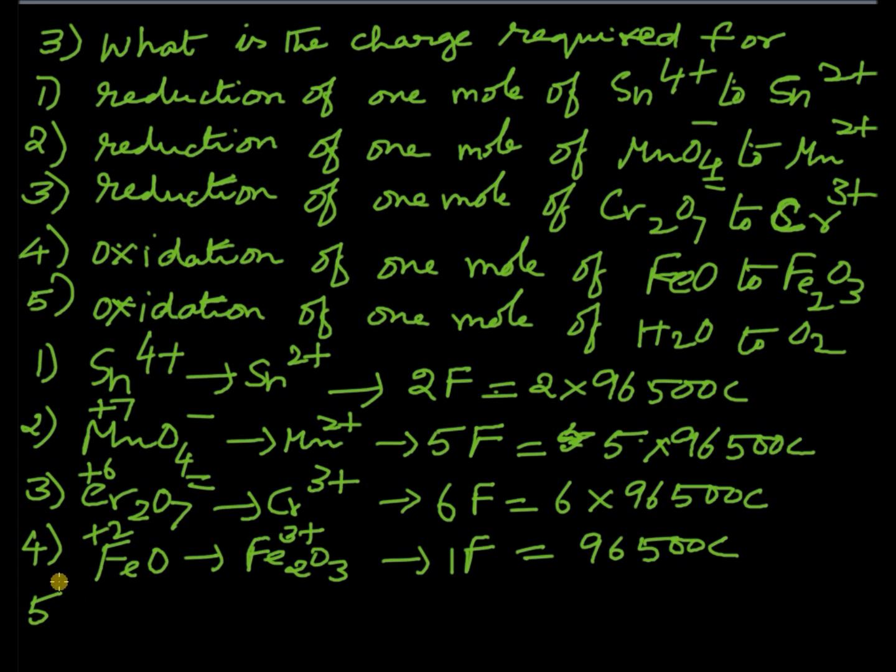The last one is oxidation of 1 mole of water. By now I suppose you are all clear as to how to do this problem. You should be able to calculate the oxidation number of oxygen in water, which is -2, and in O2 it is 0. So it is adding 2 moles of electrons to water to make it oxygen. So 2 moles of electrons per mole of H2O, it will be 2 Faraday.